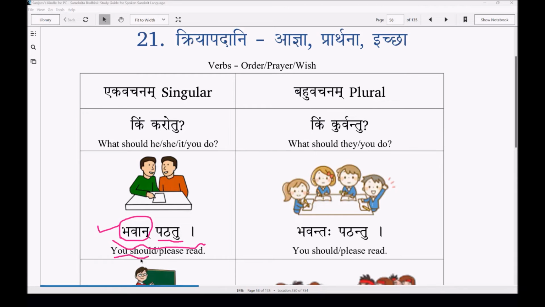Pathatu means we are requesting or ordering. It could mean either you should read or we are requesting you read it. There is no word for please here, but it depends on the tone or the context. Bhavan pathatu, in an ordering tone. Bhavan pathatu, in a soft tone, trying to request. So here it could mean either way.